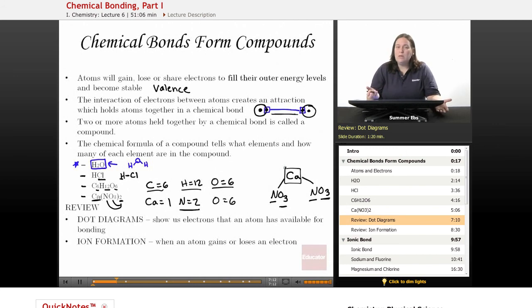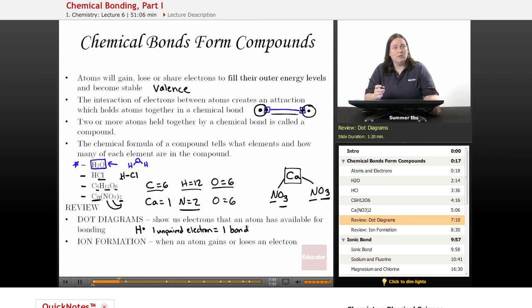All right, so what we need to remember today are dot diagrams, which show us the electrons that an atom has available for bonding. And those are going to be all of its valence electrons. The valence electrons are the ones that are available for bonding. Specifically, the valence electrons that are not paired. So if you remember the dot diagram of hydrogen, okay, there's 1 electron for hydrogen. So there's 1 dot. It has 1 unpaired electron, therefore hydrogen can make 1 bond. 1 unpaired electron equals 1 bond that hydrogen can make.